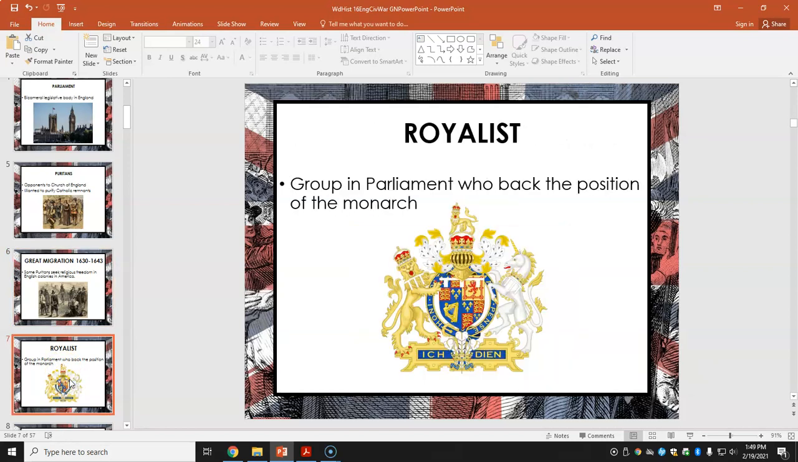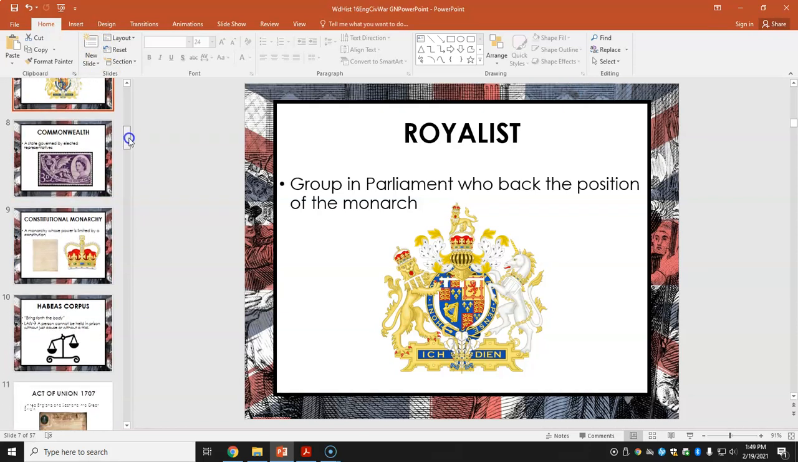Now, a royalist, which you'll need to know for this unit, is a group in Parliament who back the position of the monarch. So that means they are servants of the king, they're supporters of the king, they agree with everything the king is doing.